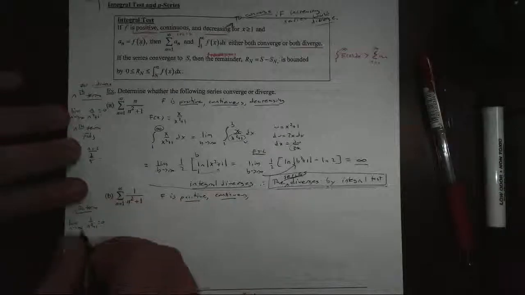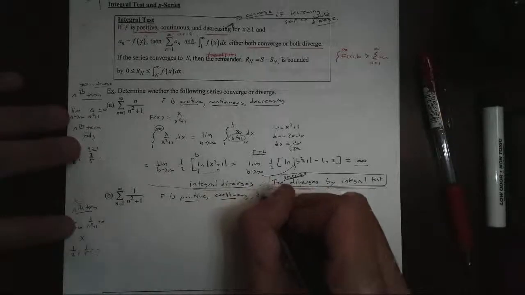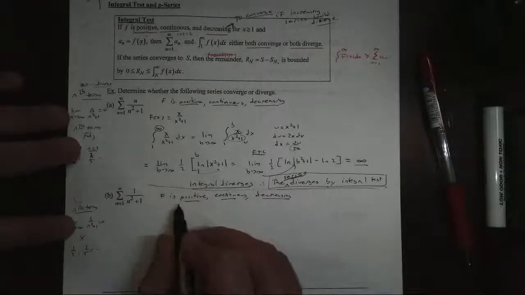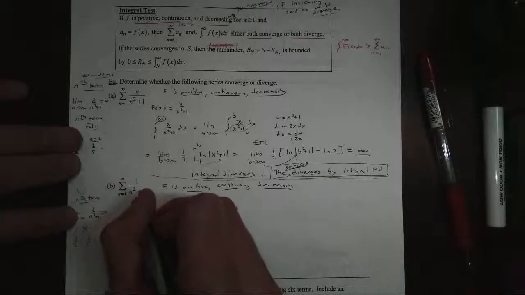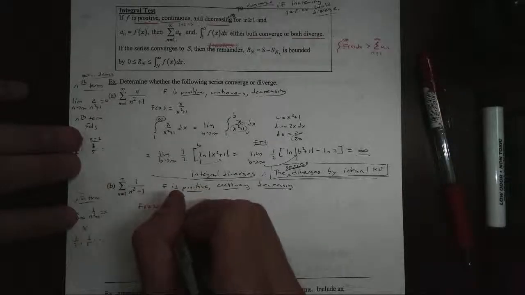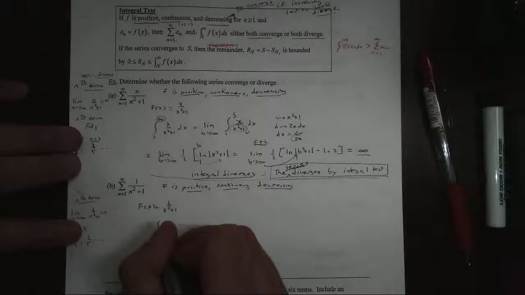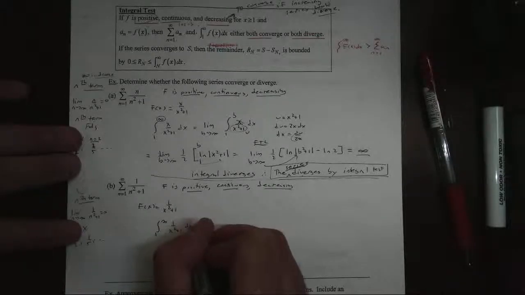Is f decreasing? And again, I can do that. Plug in 1, 1 over 2. Plug in 2, 1 over 5. So it's getting smaller, so yes, it is decreasing. So if it's positive, continuous, and decreasing, you have to say this. We're going to let the function equal our sequence here, 1 over x squared plus 1, and I write it as an integral from 1 to infinity of 1 over x squared plus 1 dx.